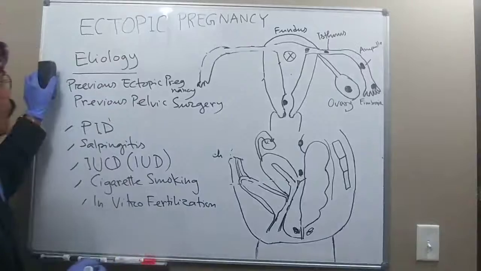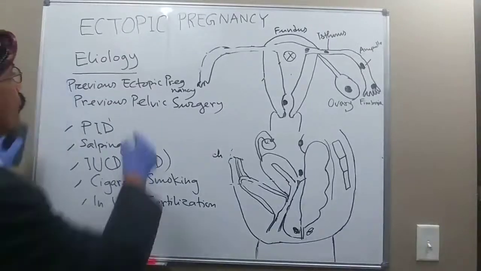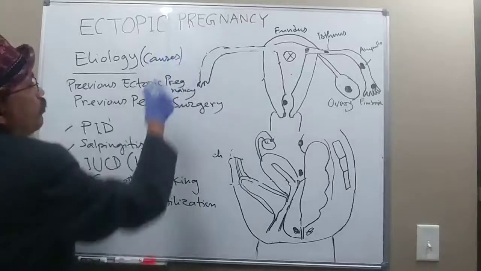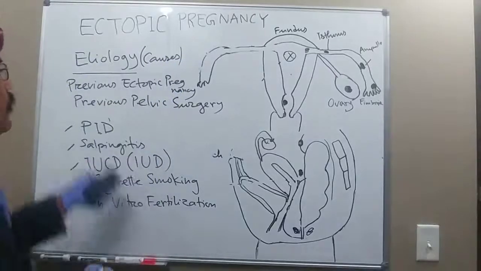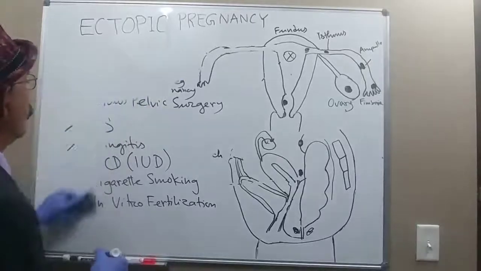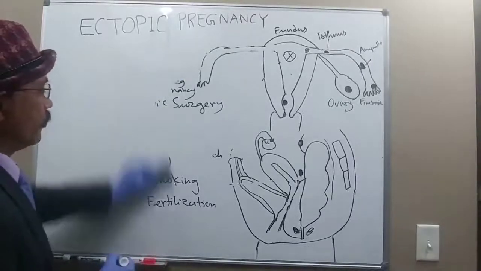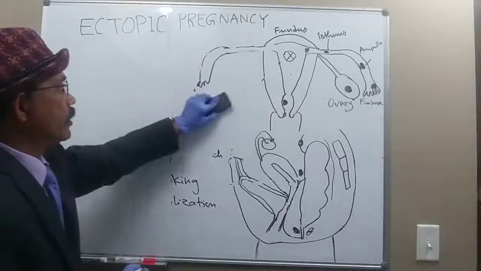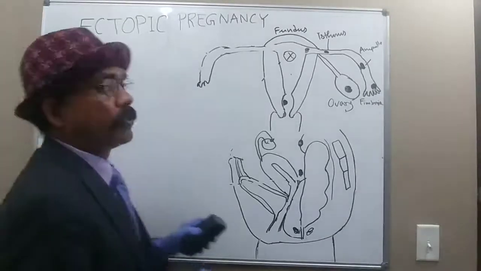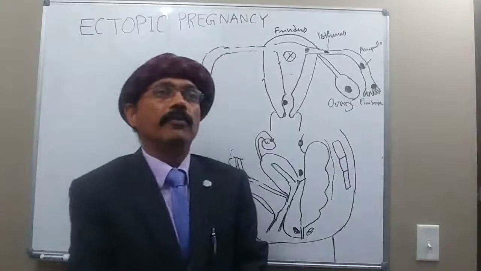So we got the causes of ectopic pregnancy. Causes plus predisposing factors. These are also the predisposing factors. Sometimes we don't know the cause of ectopic pregnancy. That is also possible. It may be idiopathic. Okay, so we got the causes of ectopic pregnancy.